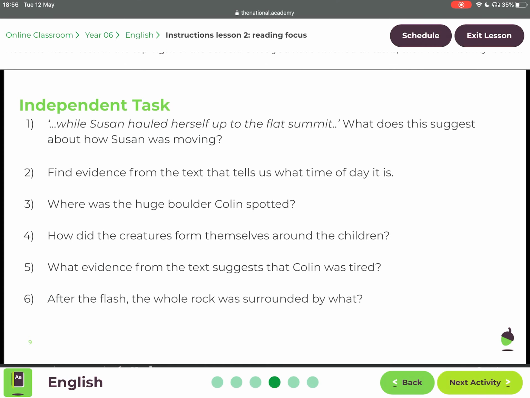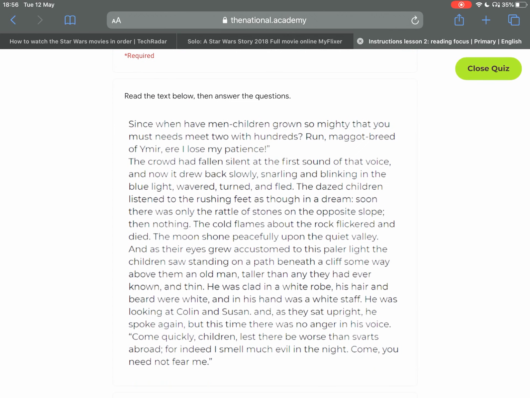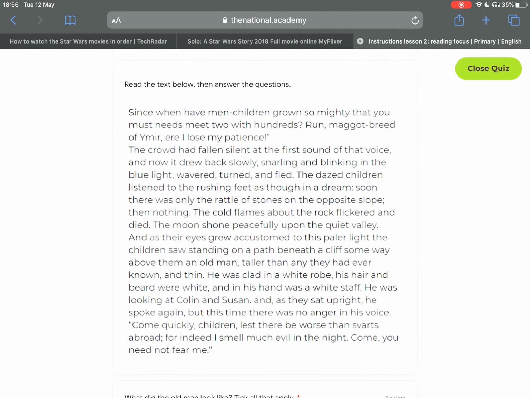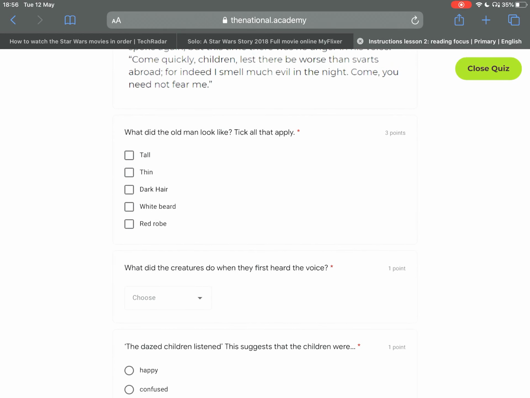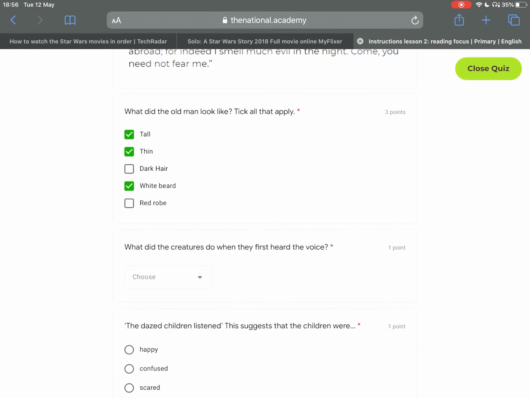After you would have marked it, you'll have your exit quiz here. So here you would need to read this text. There, and then, what did the old man look like? Tick all that apply. So the answer here would be tall, thin, and he had a white beard. What did the creatures do when they first heard the voice?